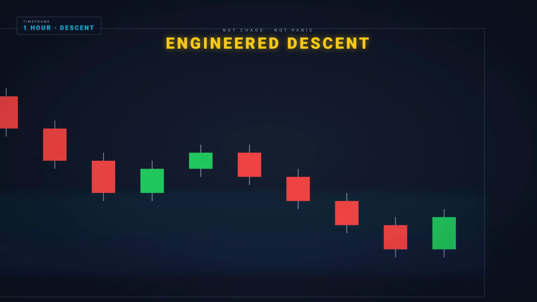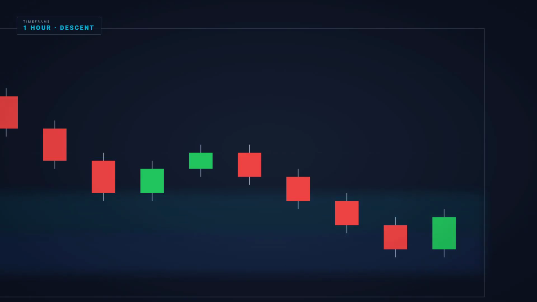On the 1-hour chart, the internal structure of the pullback is doing what internal pullback structures always do inside a bullish market, making lower highs and lower lows, compressing as they approach the zone, and preparing for the structural shift that will signal the resumption of the higher time frame move.